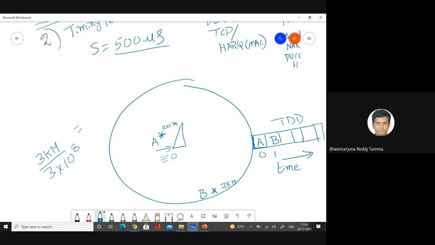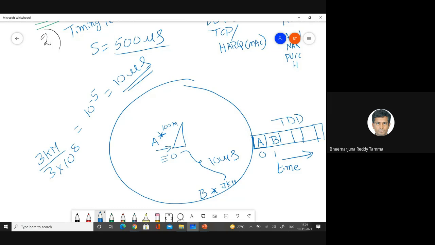So how much will you get? It is 10 to the power of minus 5, isn't it? So 10 microseconds. While for this user, you can always treat it as almost 0, whereas for that one, it will take 10 microseconds for the data to arrive.